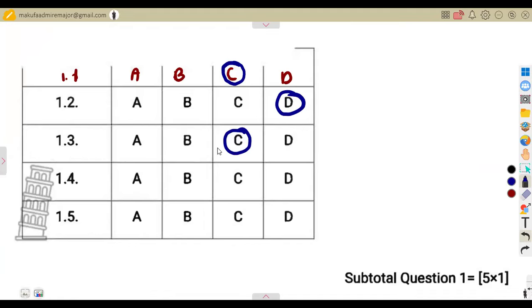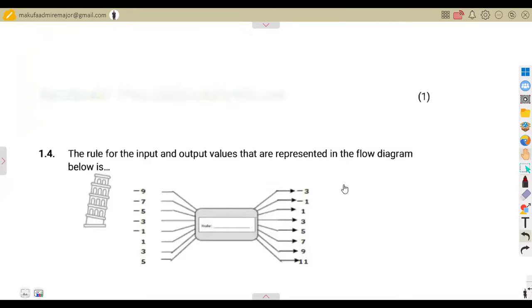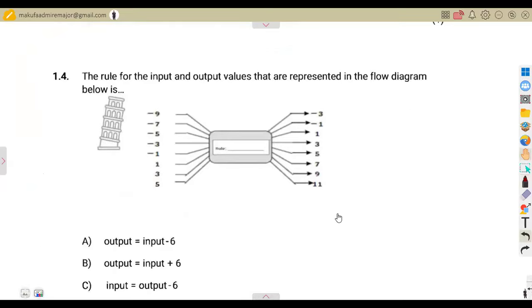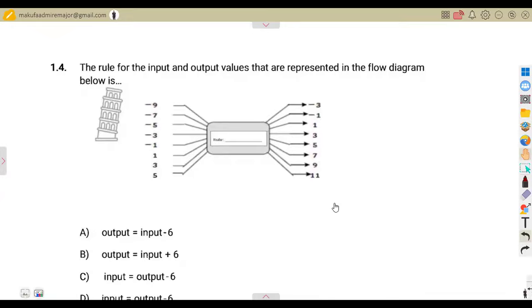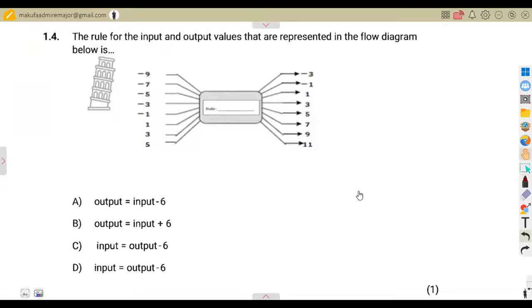Just like that. Okay, let's check another question. 1.3 is the one that we just answered, so we need 1.4 now. 1.4: the rule for the input and output values that are represented in the flow diagram below is, what is the rule? This one.